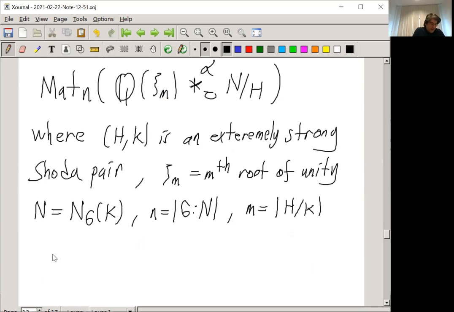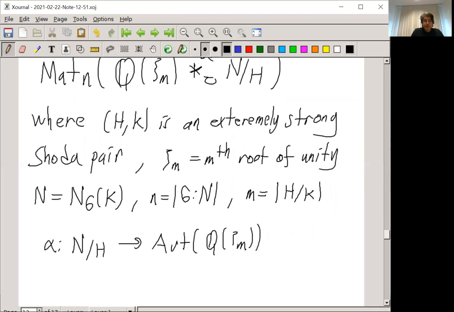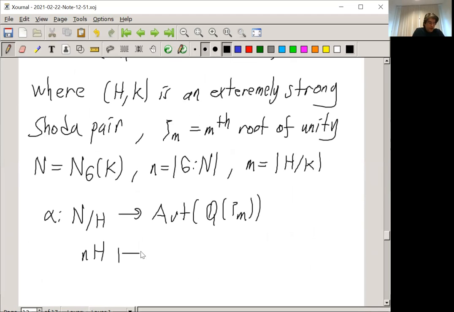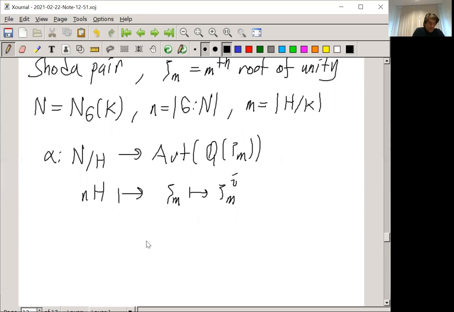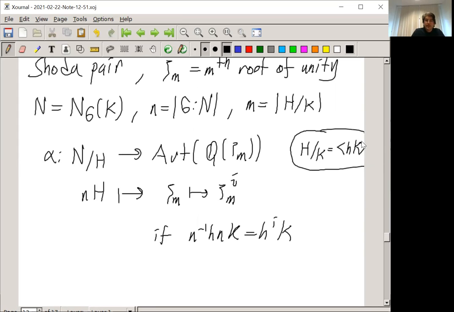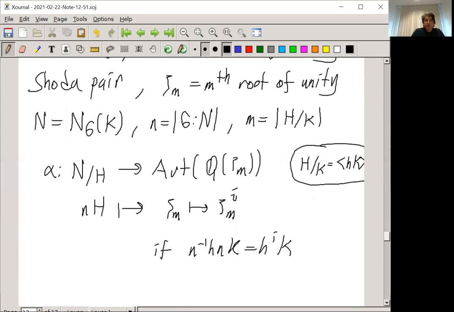Okay, now here alpha is given by, so the twisting alpha is given by the map from N over H to the automorphism group of Q(ζ_m), which sends nH to the map that sends ζ_m to ζ_m^i, if n^{-1} h n K is h^i K. Here I'm assuming H/K is generated by hK, so H/K is a cyclic group. This is a Shoda pair, so H over K is a cyclic group. So every element in H/K is a power of hK, and you take the unique power i and put it over here.